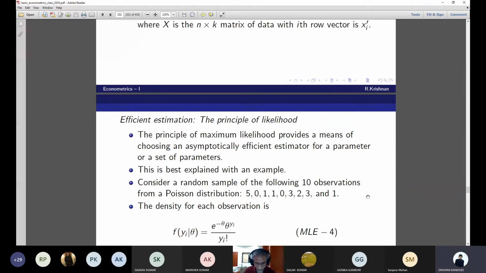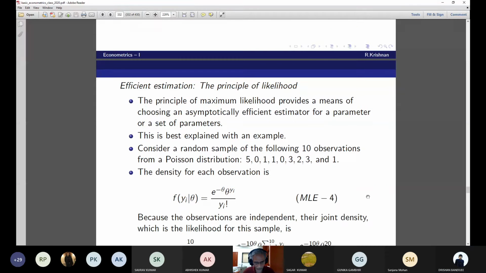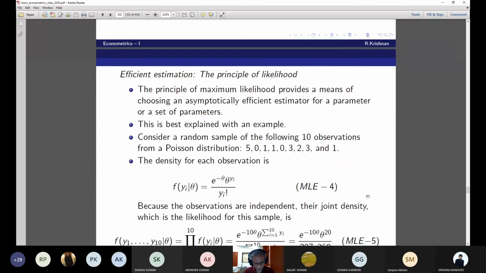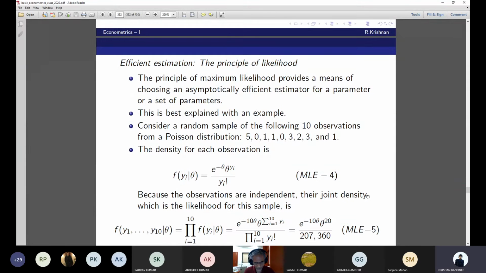So first we'll find the likelihood function. Take MLE. If they are random samples, the likelihood L(theta) will be the product of all of this. First, how will you go about MLE? I want to maximize. Observations are independent. The joint density, which is the likelihood for this sample, is this. Can you write this? Yes.